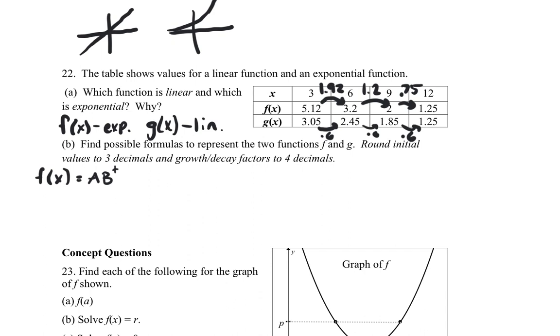But luckily we have points. And so that means whenever we plug in 3, so a times b to the 3, we get 5.12.